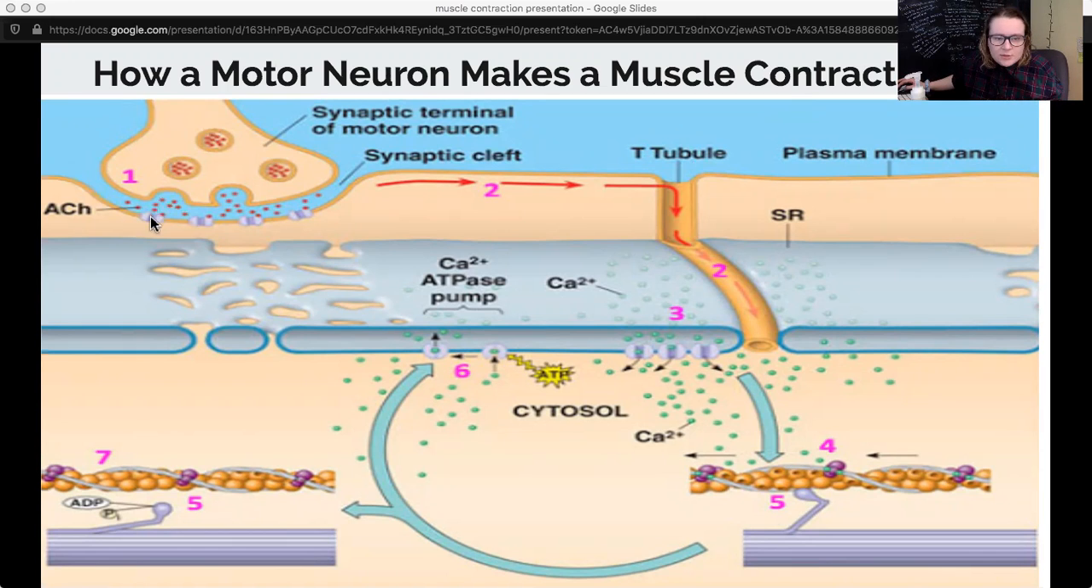Then the action potential travels along the plasma membrane until it hits the T tubules, or transverse tubules, which are infoldings of the plasma membrane. It travels along them and hits the sarcoplasmic reticulum, a special endoplasmic reticulum full of calcium ions. When hit with the action potential, it changes shape and opens calcium channels, and the highly concentrated calcium diffuses out into the cytosol.